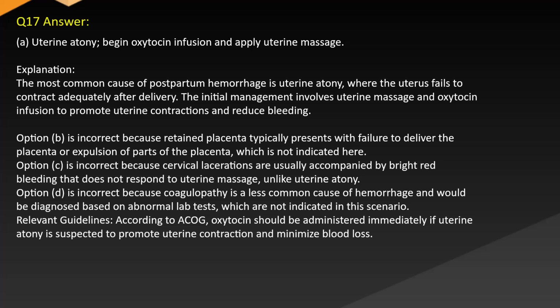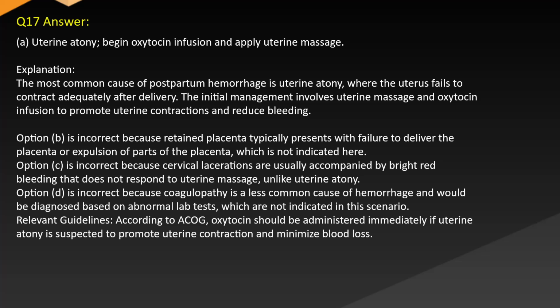Answer: A. Uterine atony. Begin oxytocin infusion and apply uterine massage. Explanation: the most common cause of postpartum hemorrhage is uterine atony, where the uterus fails to contract adequately after delivery. The initial management involves uterine massage and oxytocin infusion to promote uterine contractions and reduce bleeding. Option B is incorrect because retained placenta typically presents with failure to deliver the placenta or expulsion of parts of the placenta, which is not indicated here.